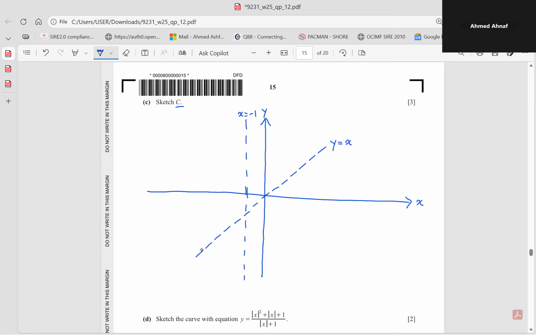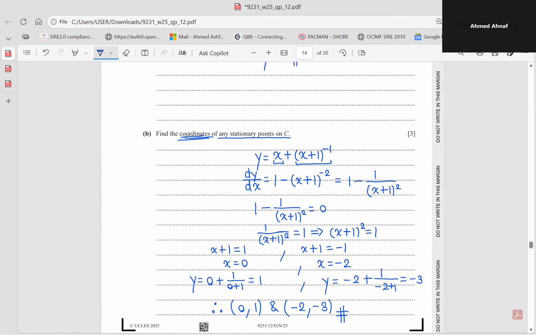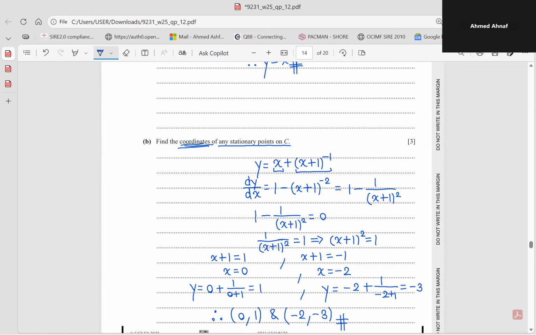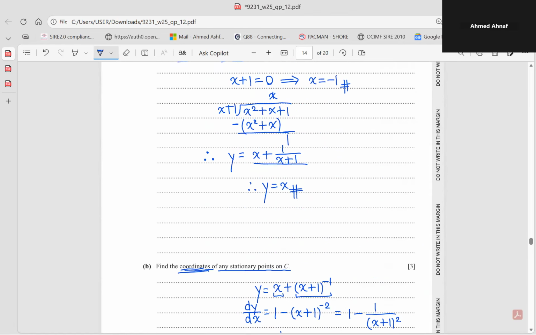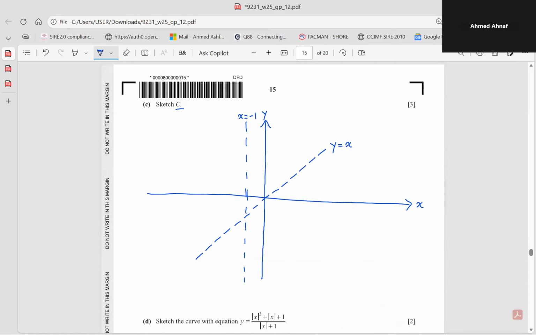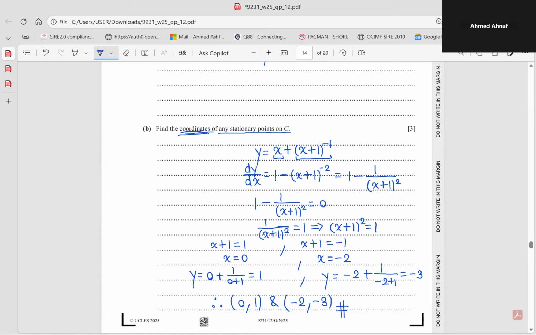Now the next step is to label any intersection points with the axes, so the x and y intercepts. To find the y-intercept, just substitute x equals 0, and you would get 1 as your y-intercept. So this is 1. This is the y-intercept.